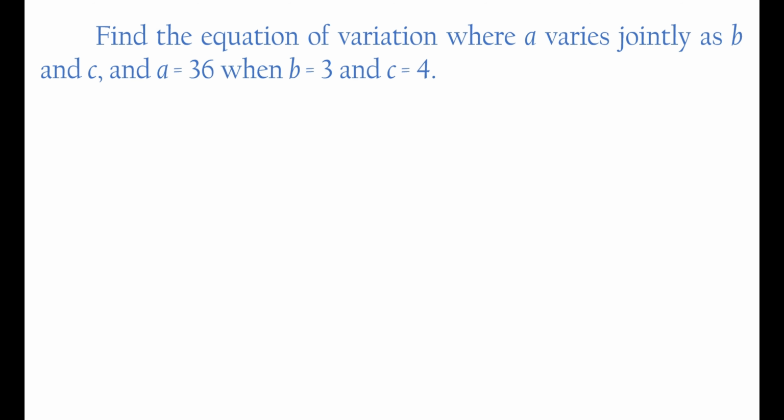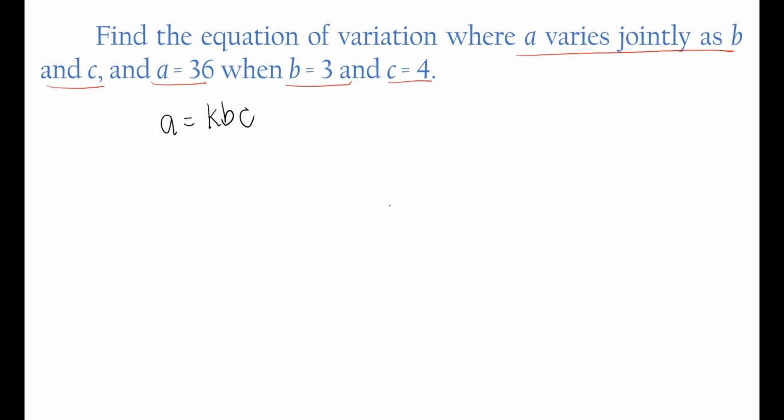Find the equation of variation where A varies jointly as B and C, and A is 36 when B is 3 and C is 4. First, we have to translate the statement A varies jointly as B and C into the mathematical equation A equals K, B, C. And then we will use the values A equals 36 when B is 3 and C is 4 to solve for the value of K.